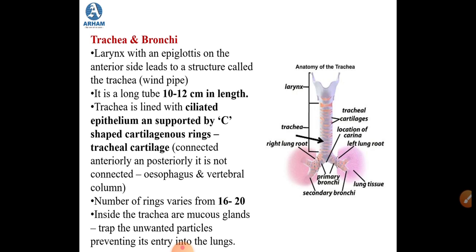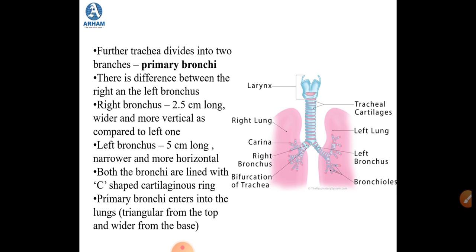Now inside the trachea, there are also certain mucus glands. And again, the function of these mucus glands is to trap the unwanted particles when we breathe in the air. So the unwanted particles in the air are trapped by these mucus glands, and it prevents the unwanted particles' entry into the lungs.